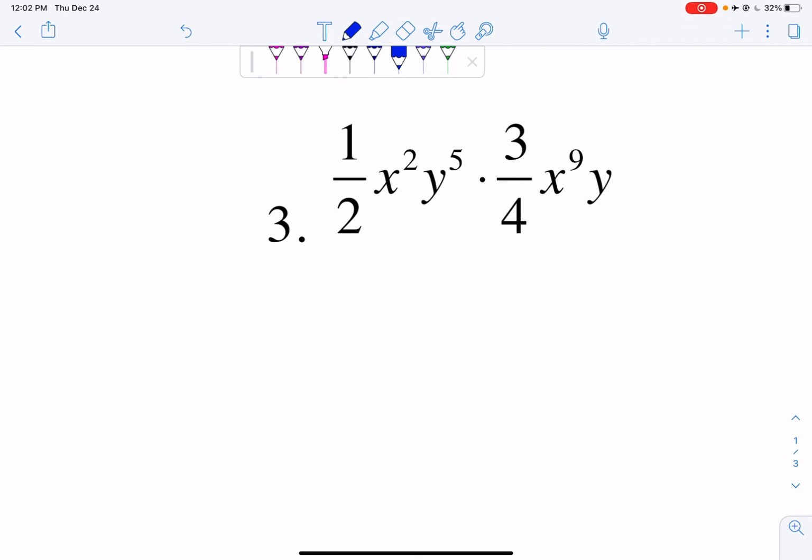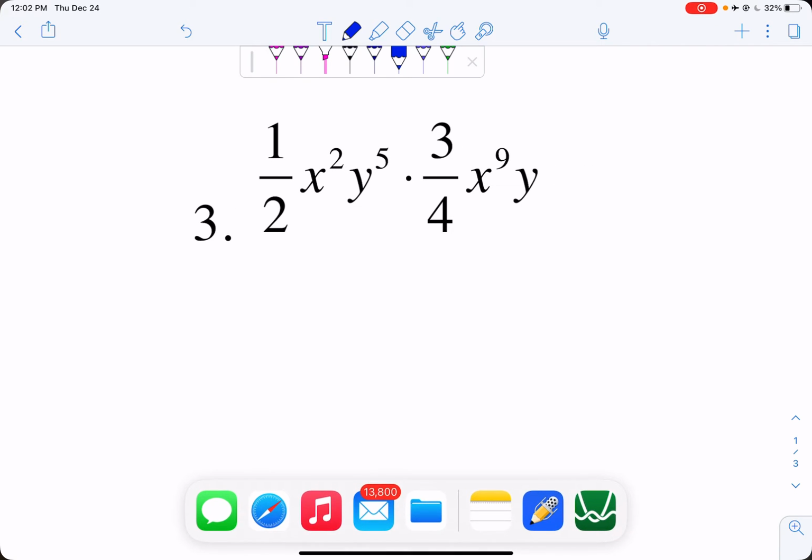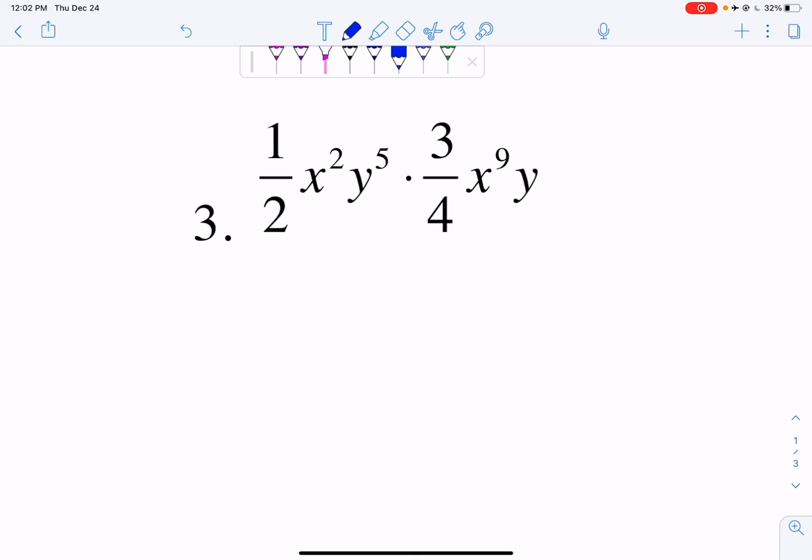Now we're going to be doing 1/2 x squared y to the 5th times 3 over 4 x to the 9th times y. So again, line up your coefficients. Multiply them. 1 times 3 is 3. 2 times 4 is 8. So 1/2 times 3/4 is 3 over 8.